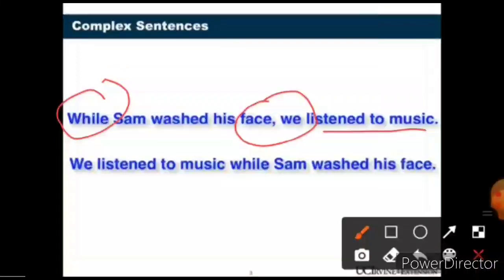If you look at the second sentence, we have: We listened to the music while Sam washed his face. Over here, while Sam washed his face is a dependent clause, and we listened to the music is your independent clause. So these are the two ways in which you can write a complex sentence when you are using the subordinating conjunctions. When this subordinating conjunction comes in the beginning, you're going to put a comma and then start the independent clause. And if this subordinating conjunction comes in the center, then you do not need a comma over here.